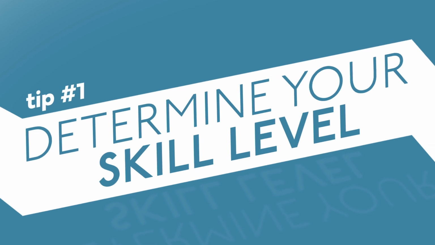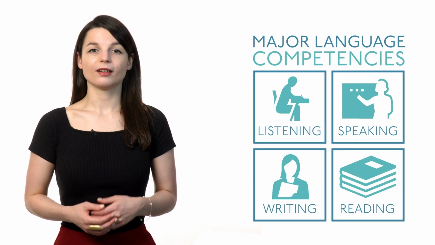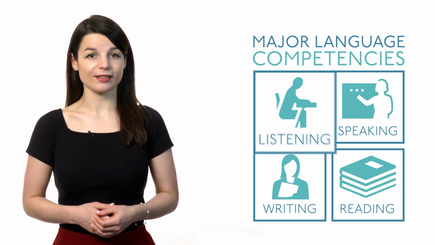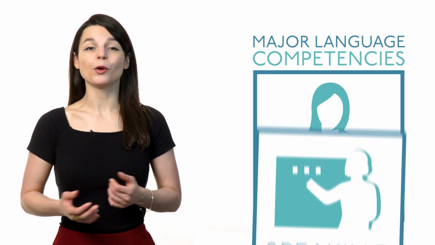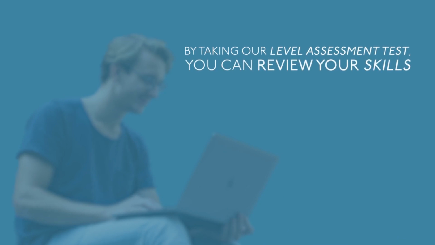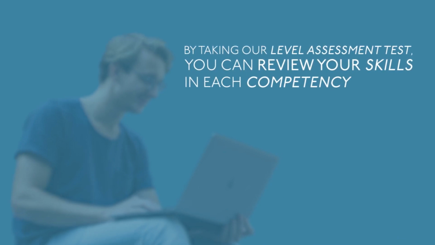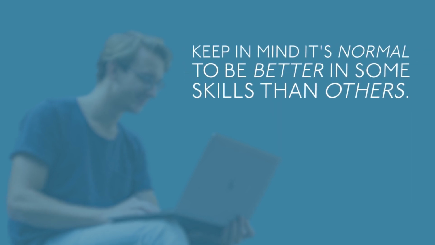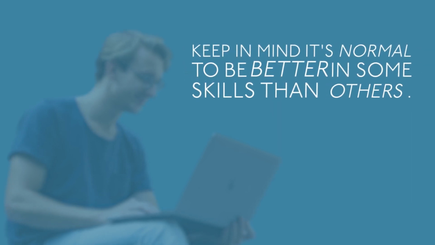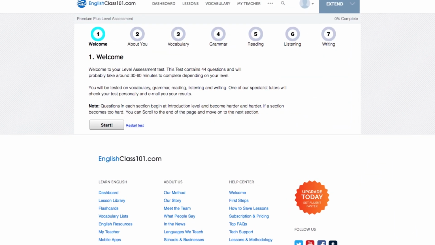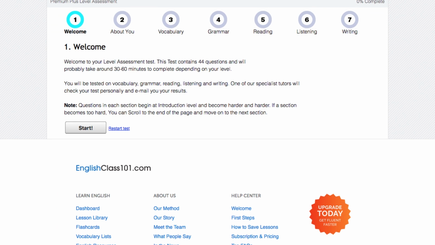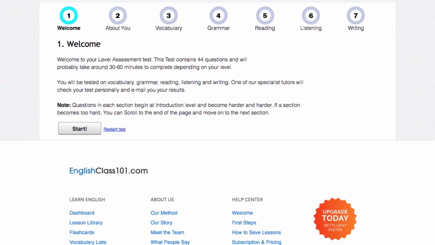Tip number 1, determine your skill level. It's important to look across your skills in the major language competencies: listening, speaking, writing, and reading. By taking our level assessment test, you can review your skills in each competency and see your strengths and weaknesses. Keep in mind it's normal to be better in some skills than others. Premium Plus users can take our level assessment test and get personalized recommendations and learning pathways based on your results.